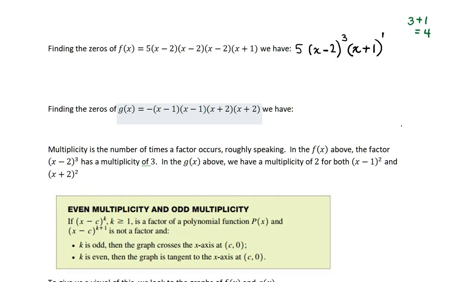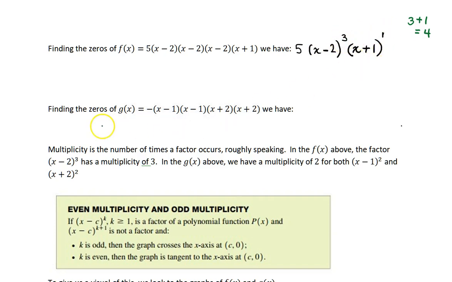Now, we're going to talk about the multiplicity of things. Multiplicity talks about how many times that same factor multiplies itself. In this case, our multiplicity is 3. It's going to be an odd, and we'll talk about how that behaves in just a moment, but I want to make sure that we're really clear. The multiplicity on this is 3 and the multiplicity on this is 1.